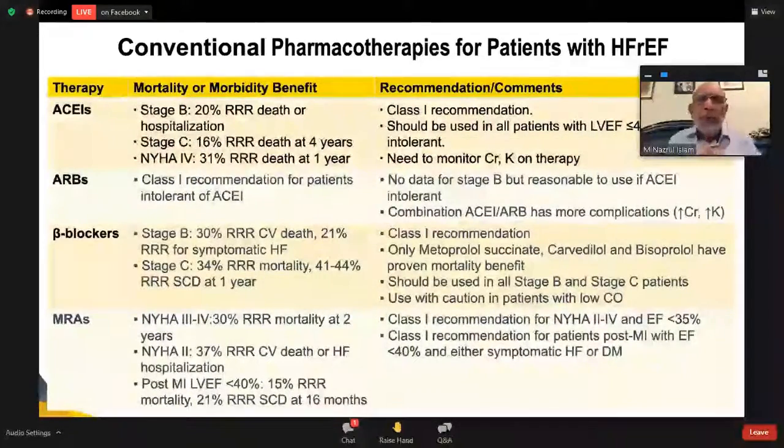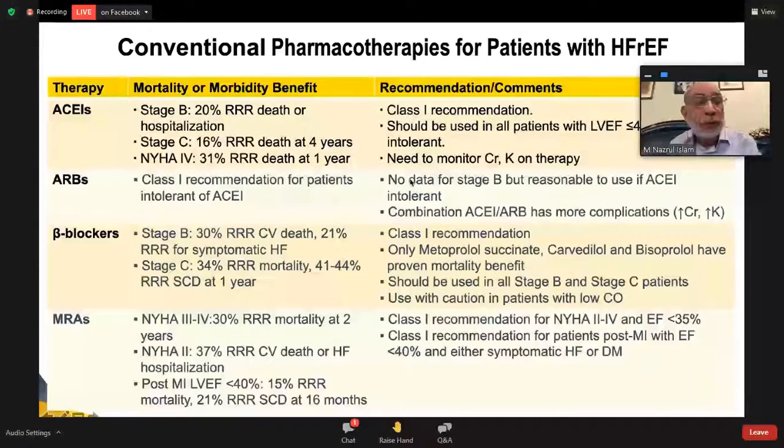In summary, I'm not going to detail this because every one of you knows that conventional pharmacotherapy has 4 classes of drugs: ACE inhibitors, ARBs, beta blockers, and mineralocorticoid receptor antagonists. They have mortality benefit in different studies, most of them. For example, ACE inhibitors in the SOLVD study gave about a 20% relative risk reduction. And there are recommendations in various guidelines.